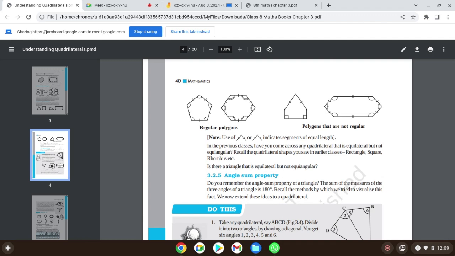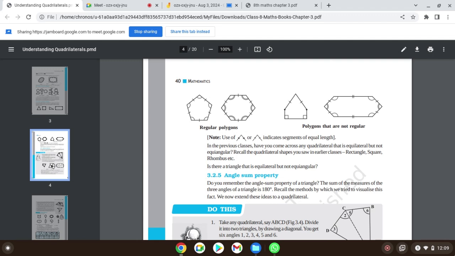They are asking a question: is there any triangle that is equilateral but not equiangular? No, we don't have any. We have the triangle that is equilateral and equiangular, but we don't have any triangle which has the same sides but different angles. Why? Because there is no triangle that is equilateral but not equiangular.